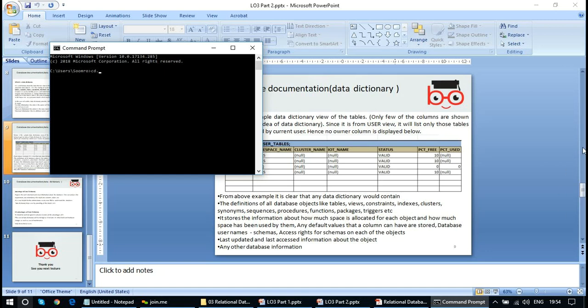Yeah. So are you able to see the slide? No, it's still on the DOS window.